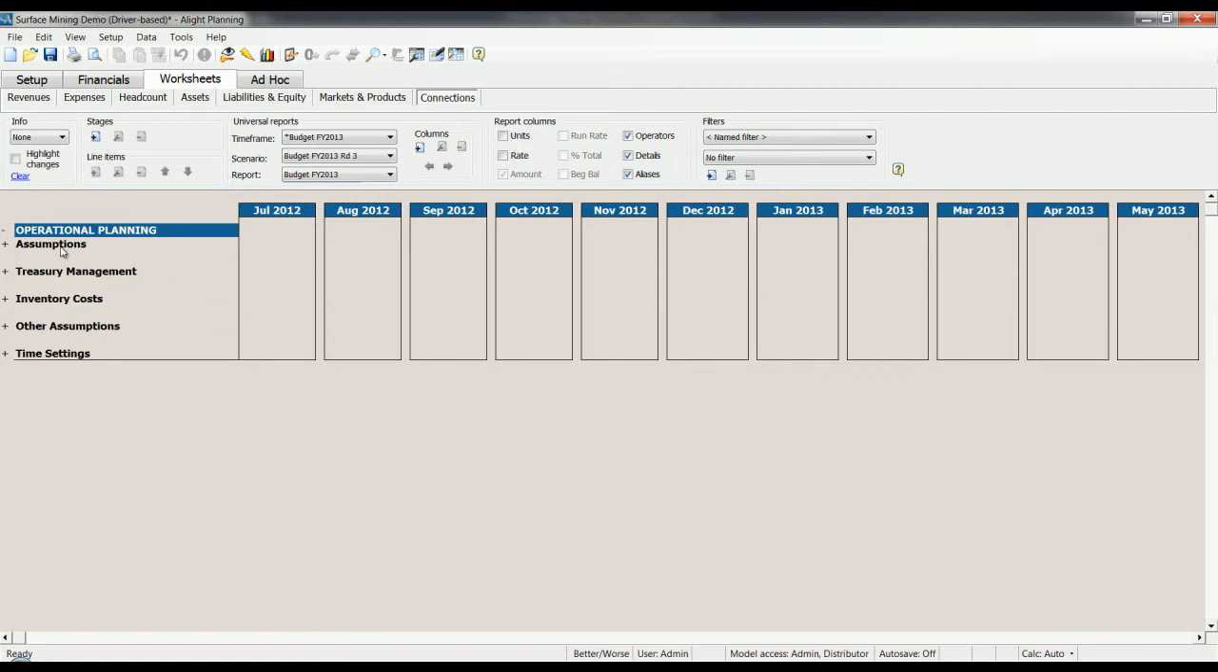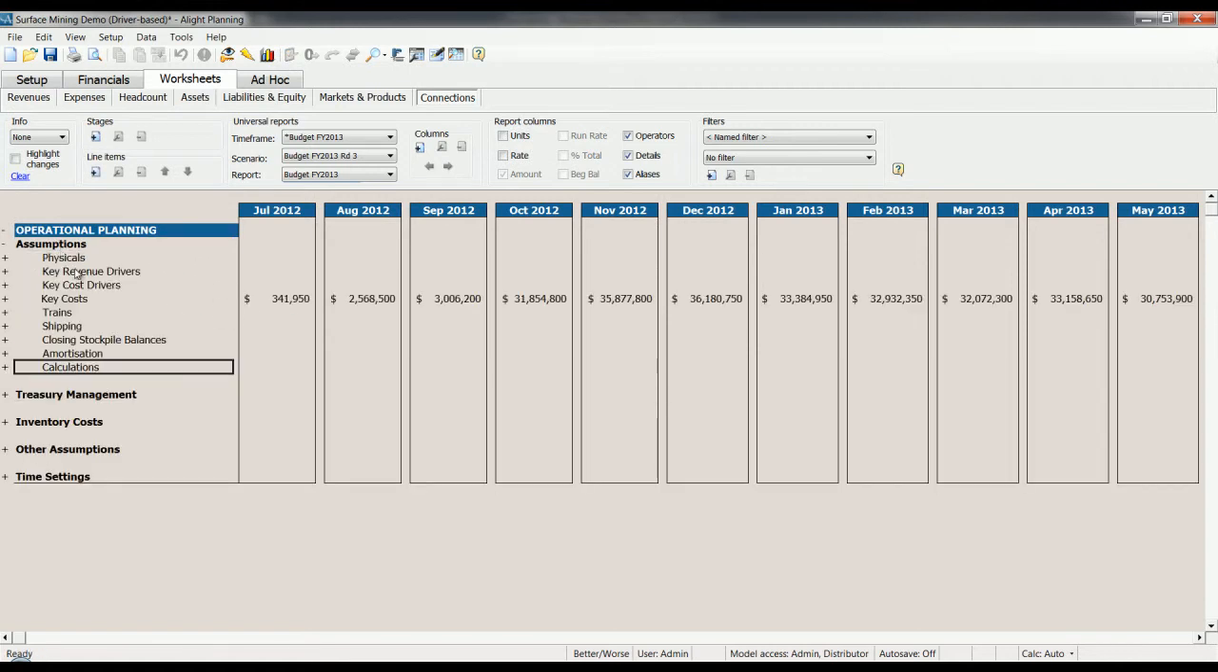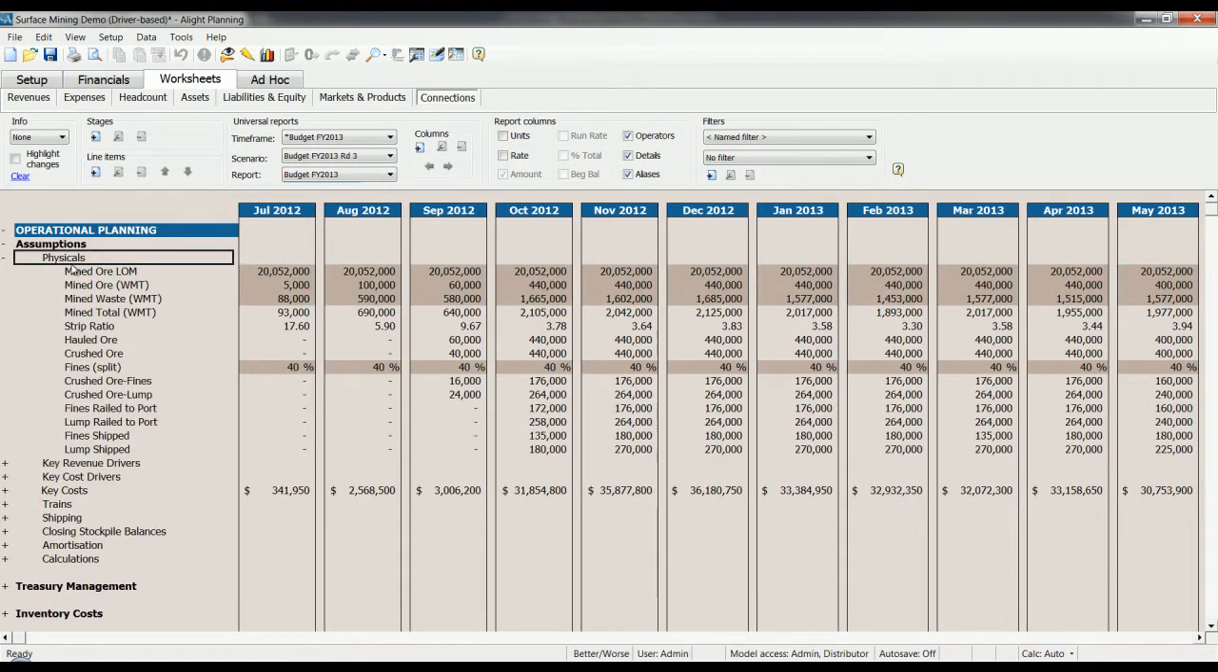For example, you have a physicals plan, probably taken directly from your mine planning system. Here in Alight planning, we have set up our physicals in their own clearly identified and easy to find area. They can be imported, copied and pasted, or manually entered. What we're looking at here are planned or budgeted physicals for this fiscal year, starting in July 2012 through June 2013. Actual numbers can be brought in every month as they become available. The fact that these physicals exist in this model alongside the financial budget is apparent.